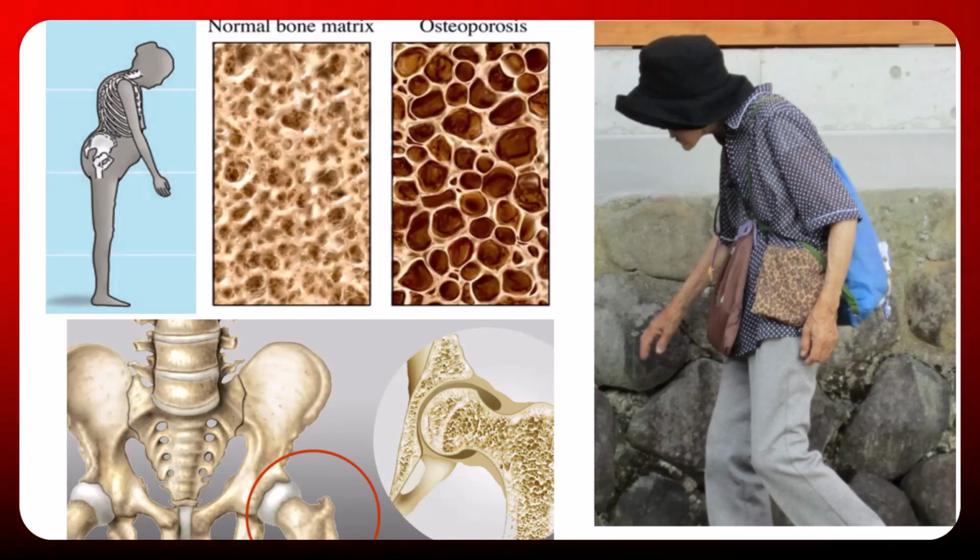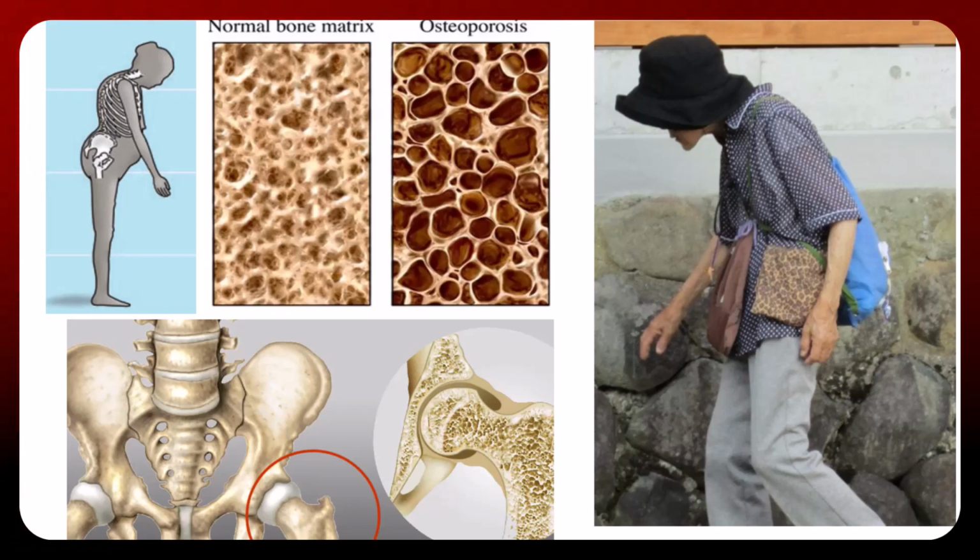So here we have an example of normal bone matrix and osteoporotic bone. You can see that the osteoporotic bone looks like it has big holes in it, whereas the normal bone matrix does not. It does have some porous areas, but it's much smaller.